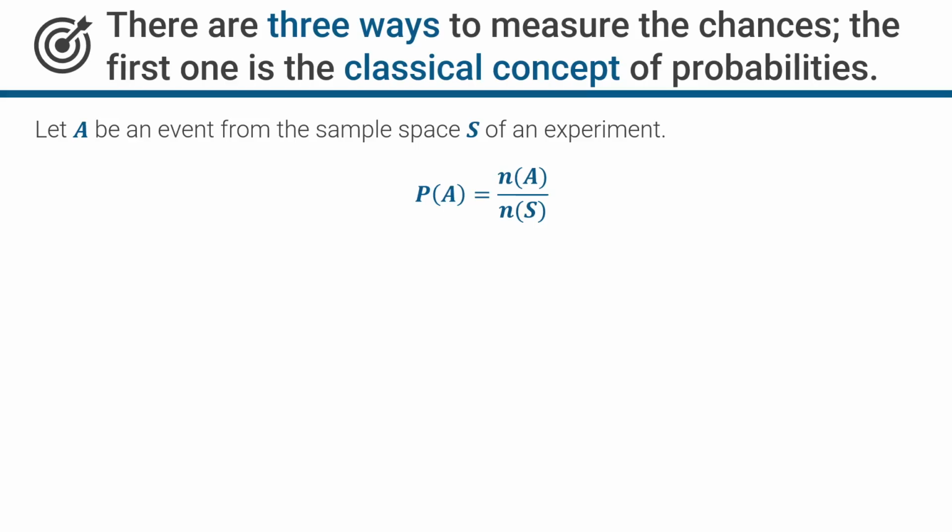So, what is the probability of an event? There are three ways to measure the chances. The first one is the classical concept of probability, wherein the probability of an event A happening within the sample space of an experiment is equal to the number of occurrences A has divided by the number of occurrences that the sample space has.